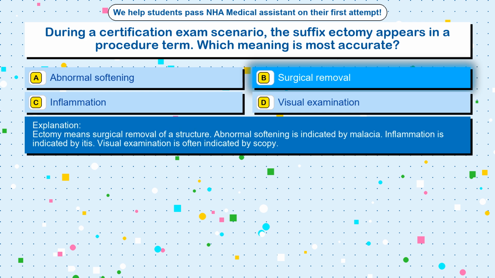Ectomy means surgical removal of a structure. Abnormal softening is indicated by malacia. Inflammation is indicated by itis. Visual examination is often indicated by scopy.